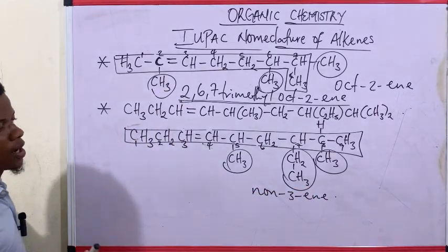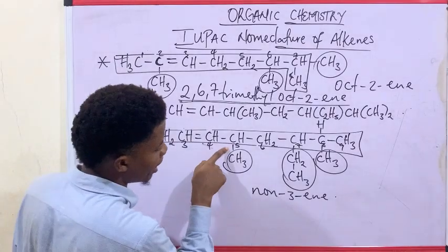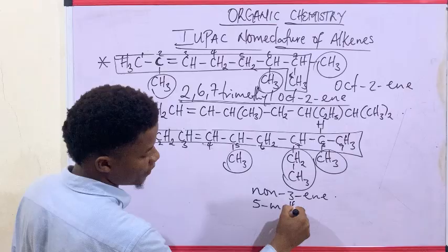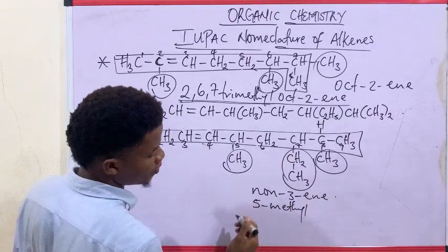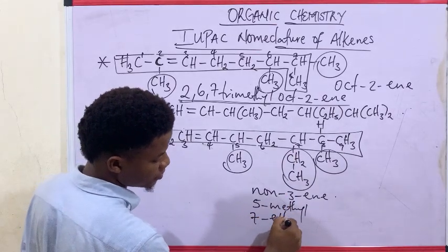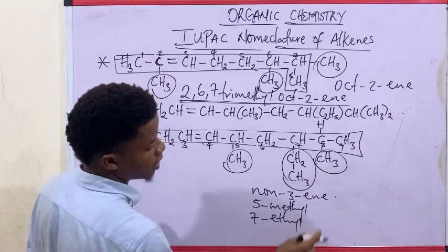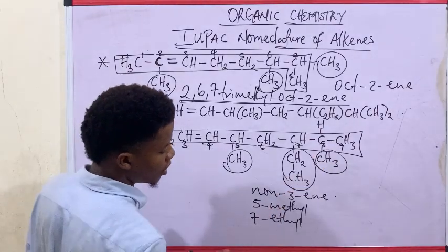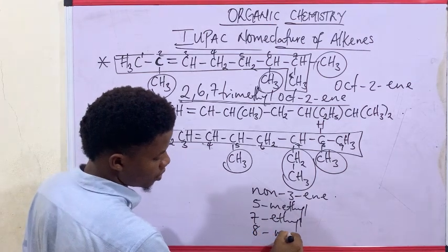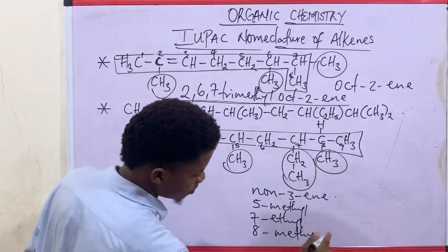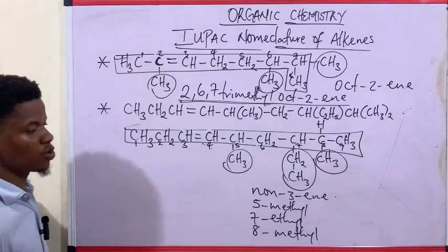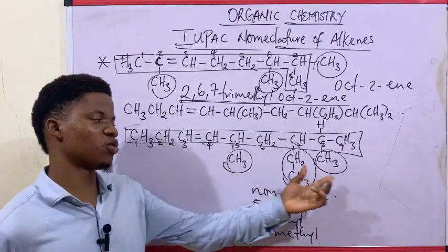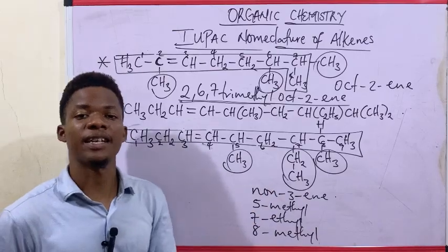That's our parent chain. Now let us identify our substituents. Now we have carbon 5. So at carbon 5, we have a methyl substituent, 5-methyl. At carbon 7, we have an ethyl substituent, 7-ethyl. And at carbon 8, we have another methyl group. So we are having substituents that are of different groups. We have 2 that are methyl, 1 is an ethyl.